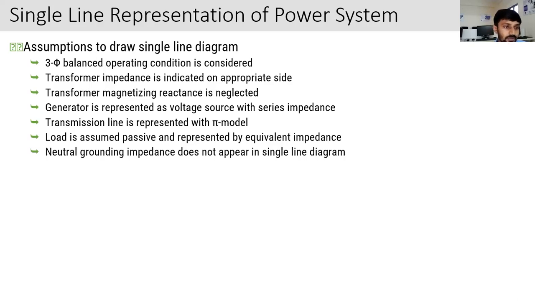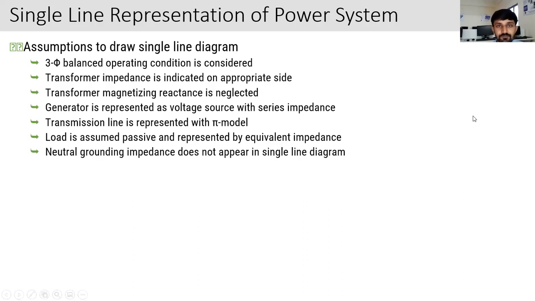The fifth one is that the transmission line is represented with the pi model. You also have the T model. If you are studying Power System 1, these are continued in Power System 2. So why do we use the pi model? Because in the pi model, only two terminals are considered whenever we have to find the admittance.